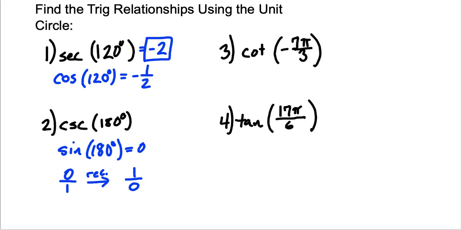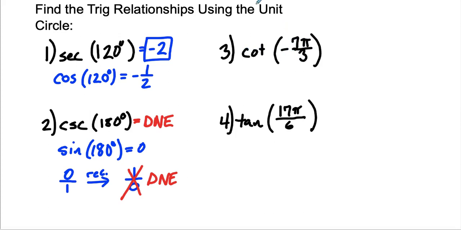Well, 1 over 0 doesn't work, right? You can't divide by 0. You can't divide anything by 0. So that's actually going to be DNE, which means that my answer here for cosecant is going to be does not exist. Okay, so this only exists for secant, cosecant, and also it can happen with cotangent and tangent. But once you see this, you know this is DNE. So if you get sine of 180 is 0, then cosecant is DNE. Okay, on to the next one.